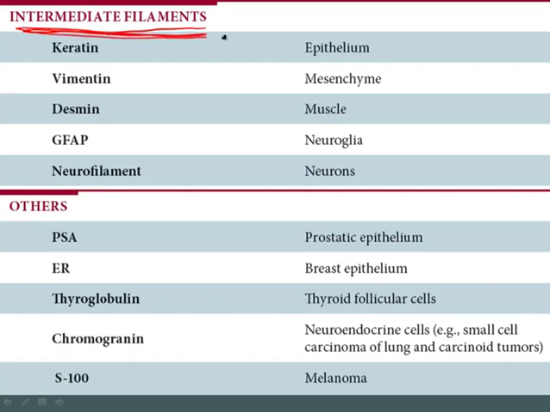Now it so happens that the intermediate filaments vary depending on the type of cell that you're dealing with. For example, if we're dealing with an epithelial cell, or we can say that all epithelial cells, the intermediate filament that makes them up is keratin. So let's say that I have a tumor and I can't recognize whether the tumor cells are epithelial or something else, and I wanted to prove that they're epithelial. Well, I could do an immunohistochemical stain for keratin, and if the cells are keratin positive, that would indicate that I'm dealing with a carcinoma. Because remember, carcinoma is the name that we use for malignant epithelial tumors.